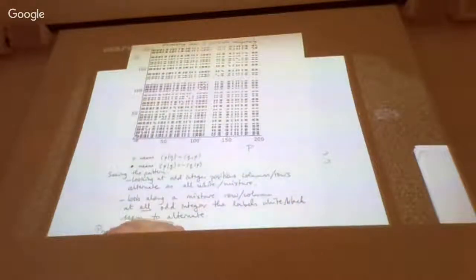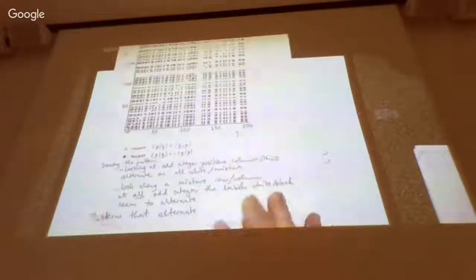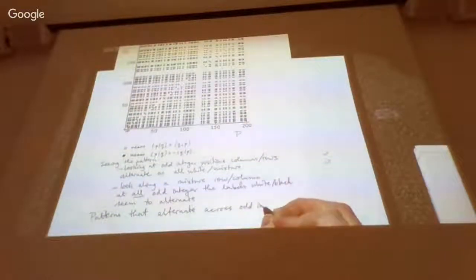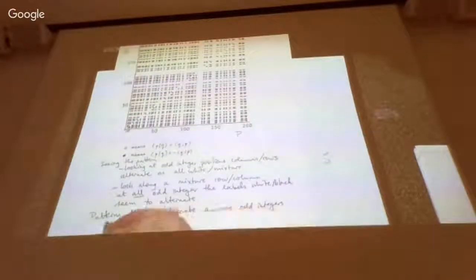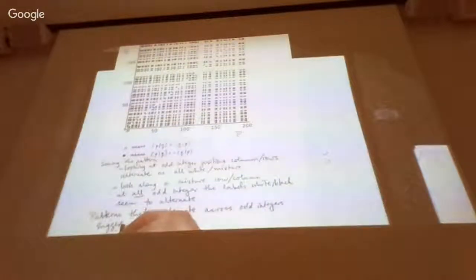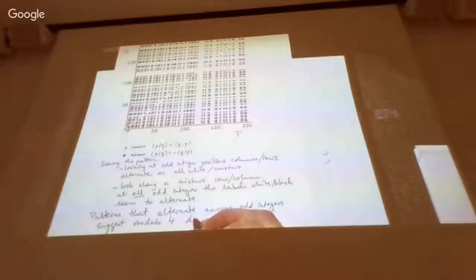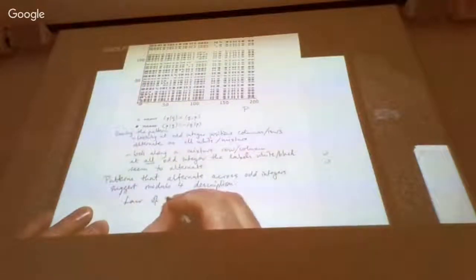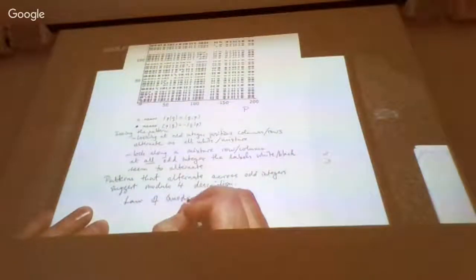So patterns that alternate across odd integers suggest a modulo 4 description. And this is the law of quadratic reciprocity. This is the way it's normally stated.